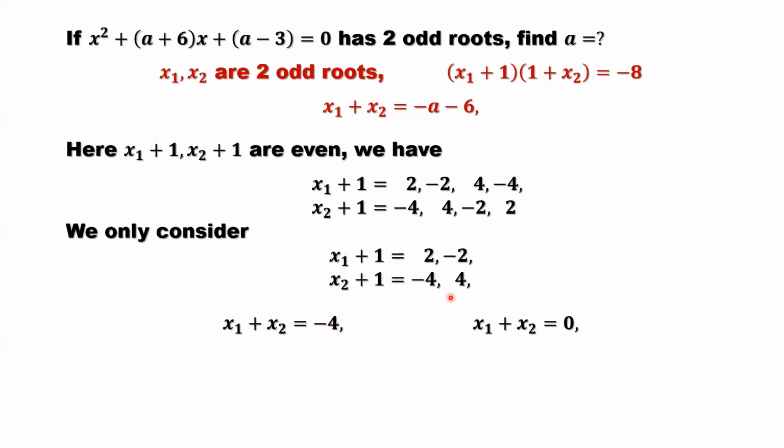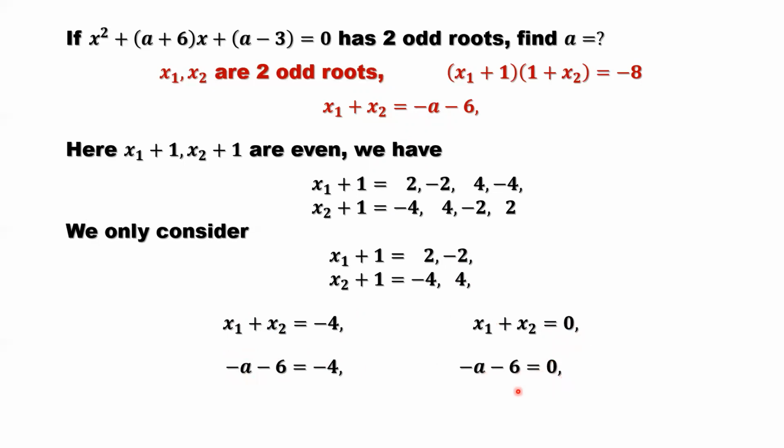If we consider the second solution here, that's negative 2 plus 4, which is positive 2. Here you have positive 2. Positive 2 moved to the right-hand side is negative 2. They cancel each other. You have 0. So we have two solutions for x1 plus x2. Plug in here. That means negative a minus 6 equals negative 4, or equals 0.